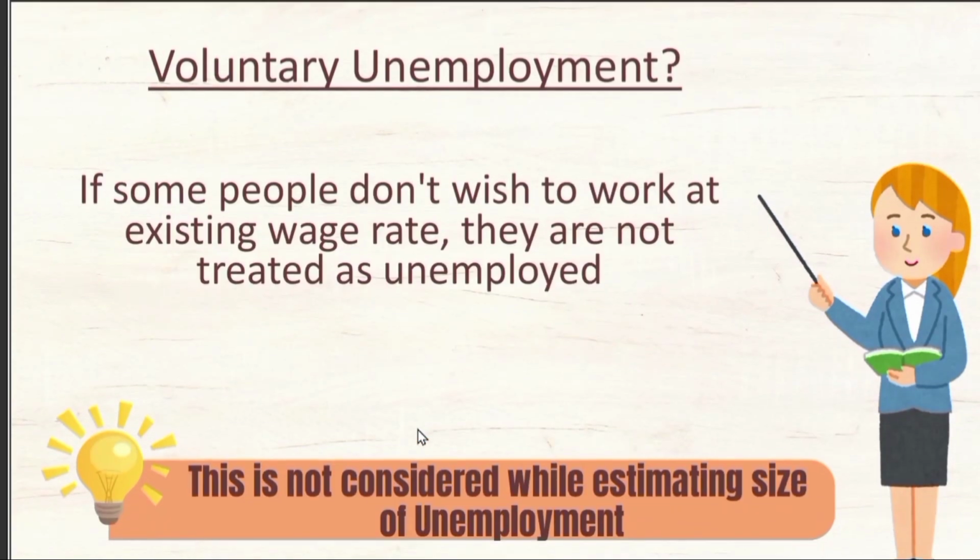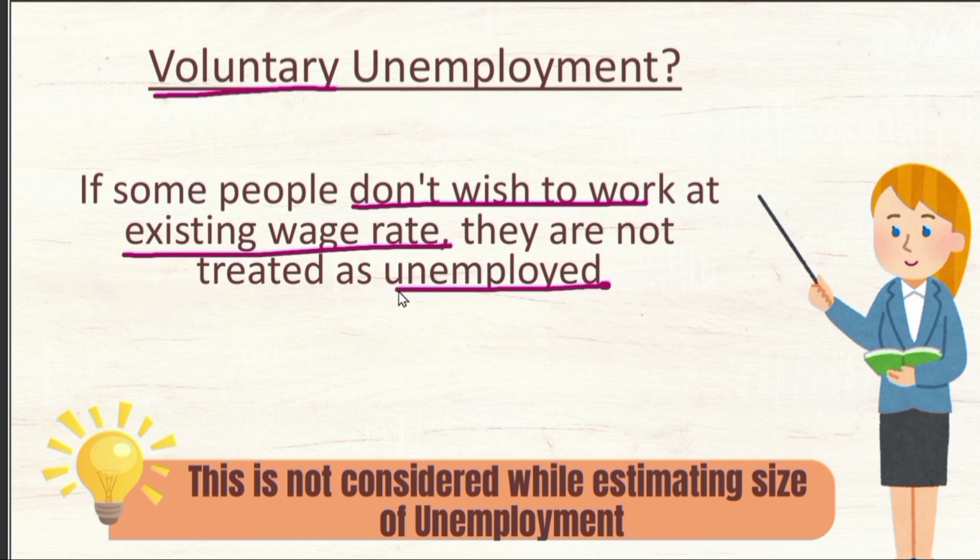Now, because we are talking about unemployment and we have read the three types of unemployment so far, let's just read one more, which is voluntary unemployment. There are always some people who don't wish to work, they just want to chill. So when people don't wish to work at the existing wage rate, they are not treated as unemployed. Means how can you treat them unemployed? Because they don't want to work.